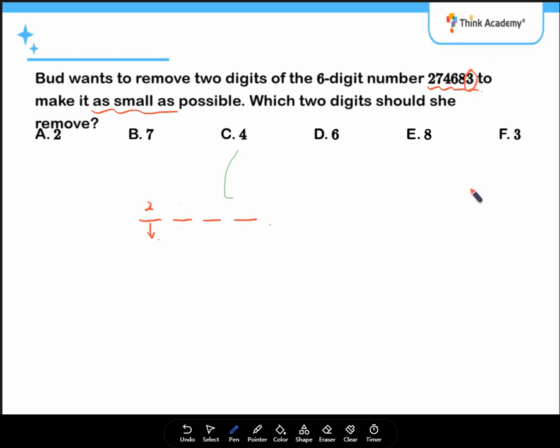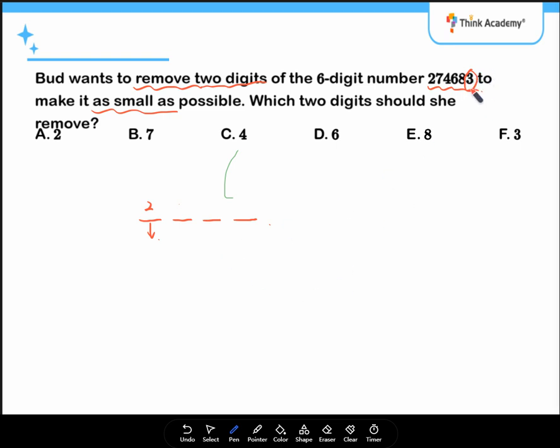Am I right? But can we use 3? Yes or no? No, we cannot use 3. If we use 3, that means we change the order of that original number. So pay great attention. We simply remove 2 digits. It doesn't mean we can rearrange the order of those digits. So we cannot use 3 because that's the final digit.